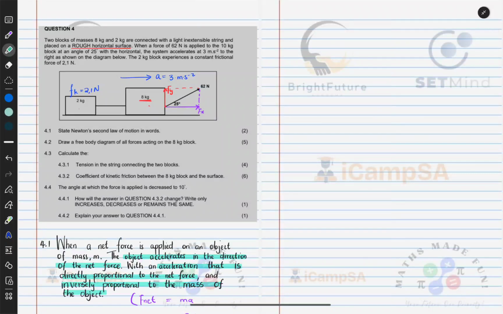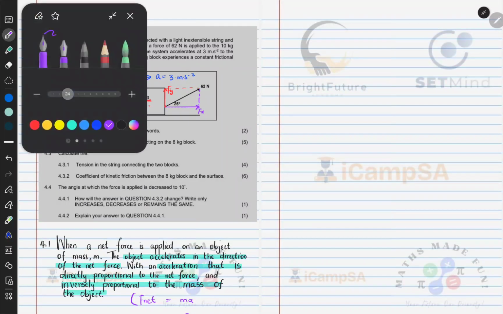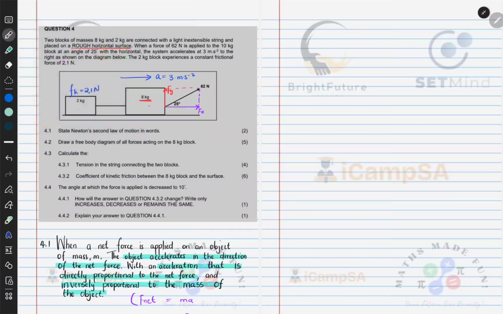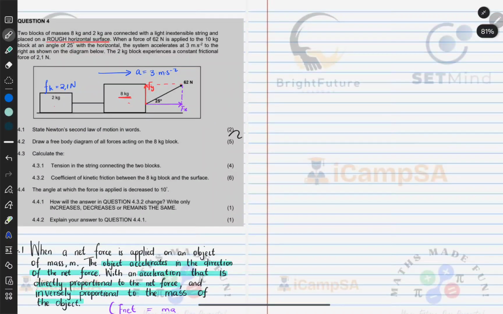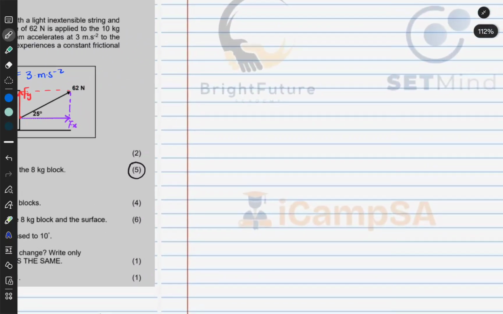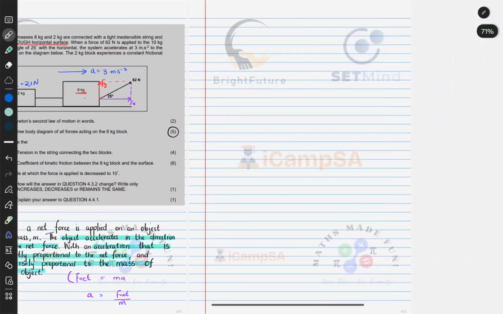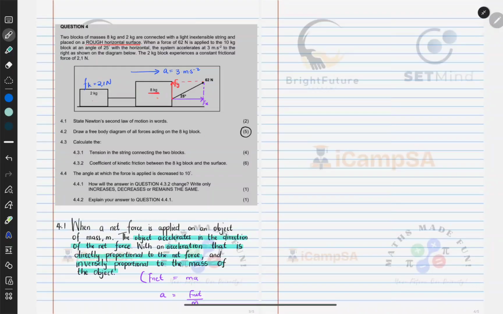Now, we are asked to draw the free body diagram of all the forces acting on the 8 kilogram block. Right, let's bring it to that. So see here, we have 5 marks. It means we will have 5 forces in our FBD, or free body diagram. So that's 4.2. Let's go to 4.2.